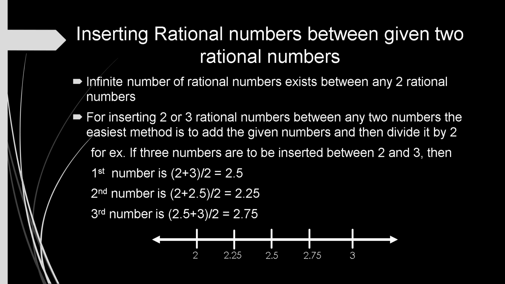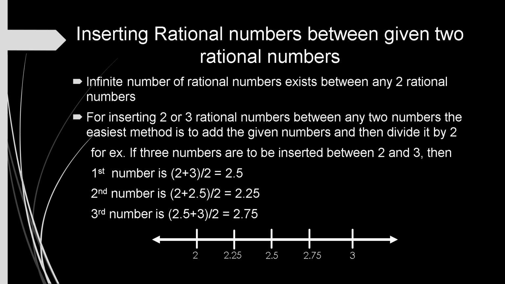And if we are supposed to insert three numbers, then the first number that we got, we are supposed to add it with the upper number and then divide it by 2, we get 2.75. So it can be represented like this on a number line. That is, the smallest number is 2, then we get 2.25, then 2.5, then 2.75 and 3.